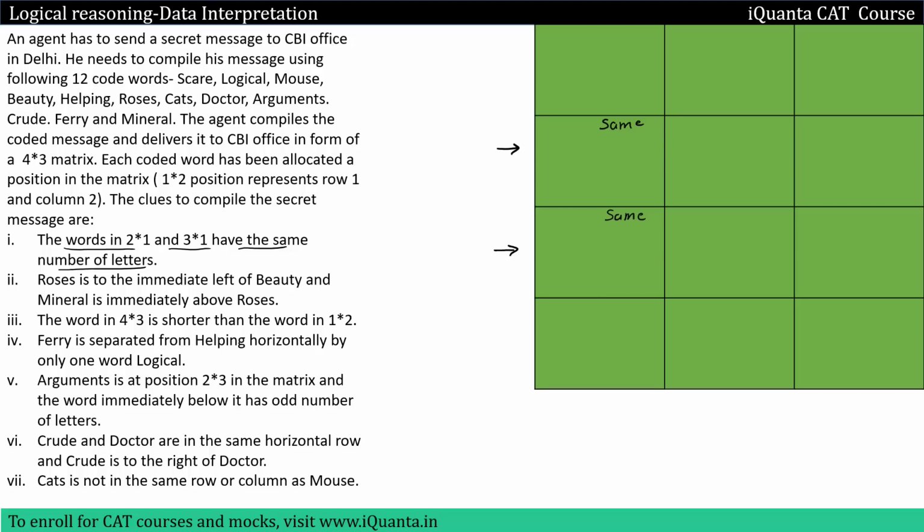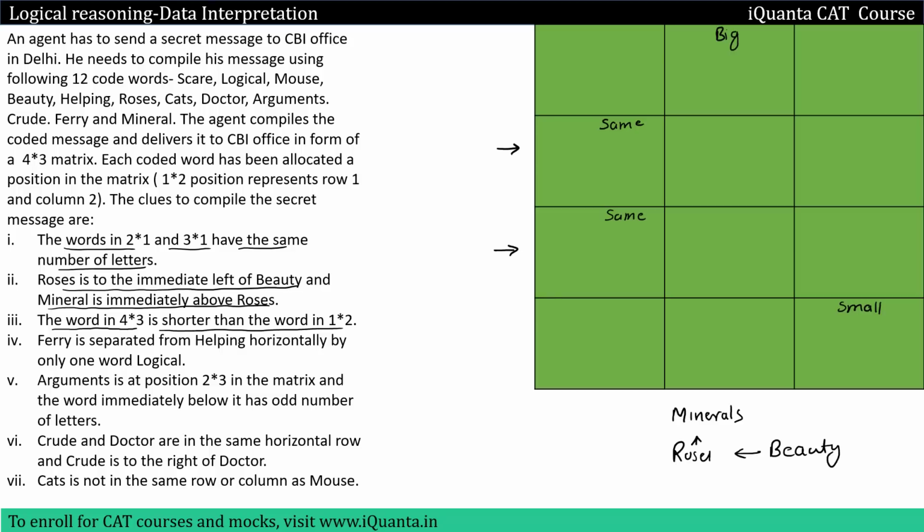same here. Next one is roses is to the immediate left of beauty and mineral is immediately above roses. So I need to write it over here. I'll have roses to the immediate left of beauty. Okay, so I have beauty, to its immediate left I will have roses, and immediately above roses I will have mineral. Then next is the word in 4x3 is shorter than the word in 1x2. So 1x2 is this. It is a bigger word than 4x3. 4x3 is the last. So I'll write big over here. That means a word having a large number of letters. I will write small over here. Big, small basically represent the number of letters in these words.